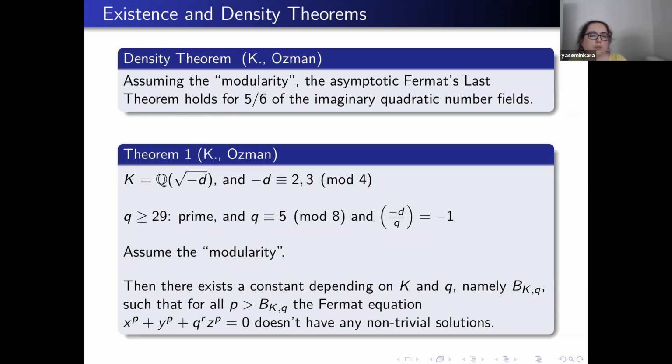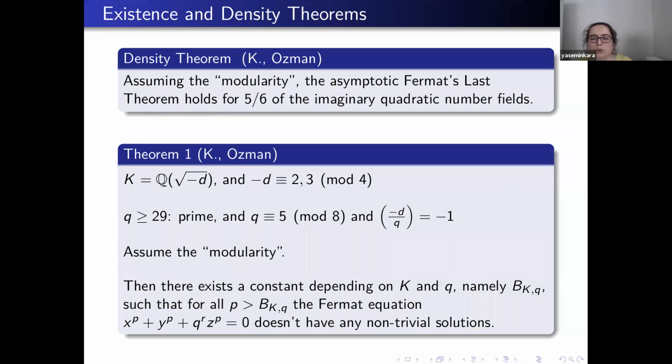And then another theorem is just again about imaginary quadratic fields, which satisfy some properties written there. And of course, you need to assume modularity each time. Then in this case, you can prove that you can find a constant depending on K and q, such that for all primes bigger than this constant, x to the p, y to the p, q to the r, z to the p doesn't have any non-trivial solutions.